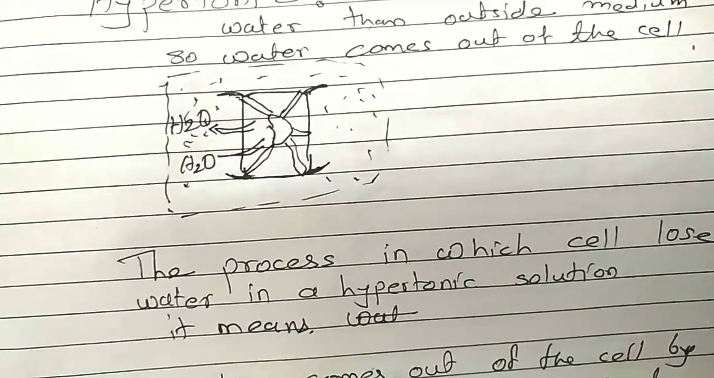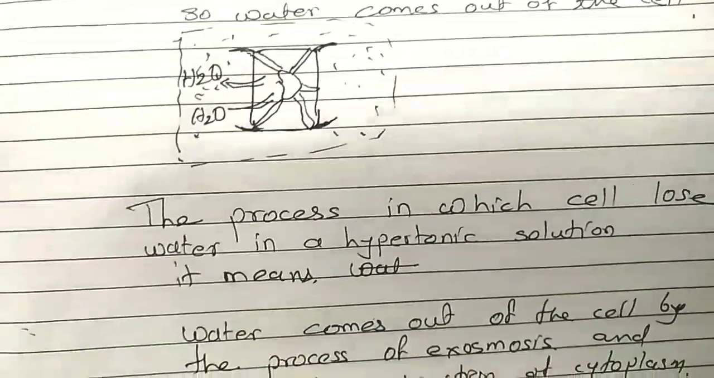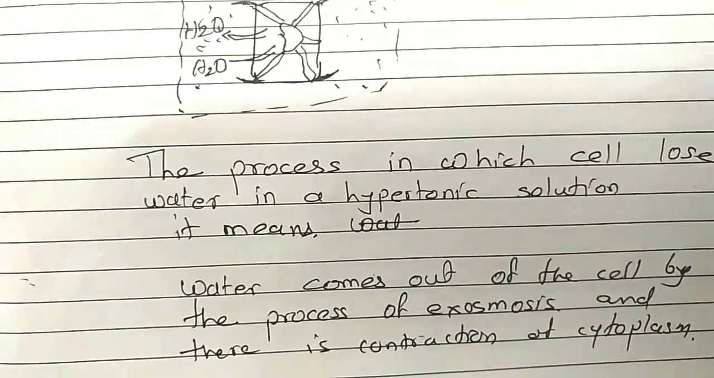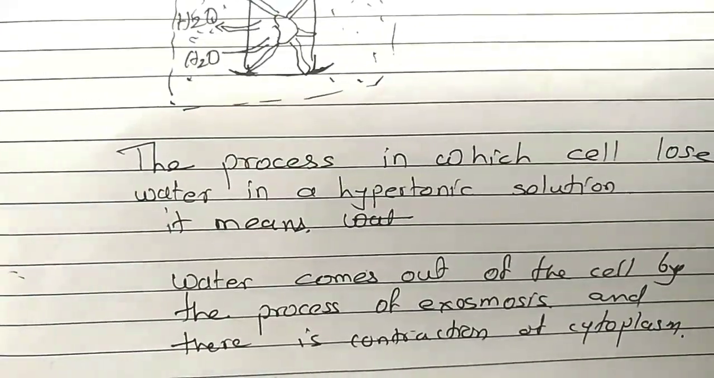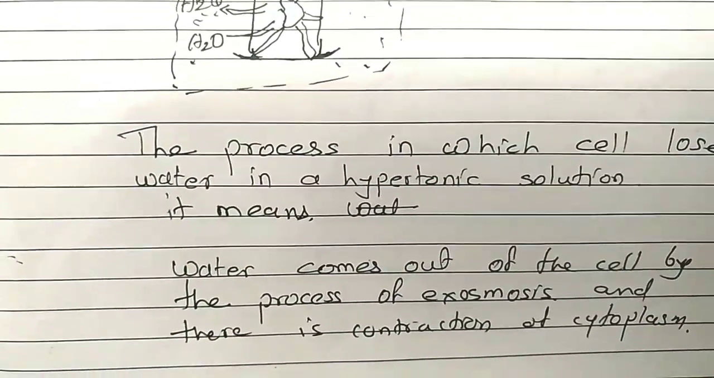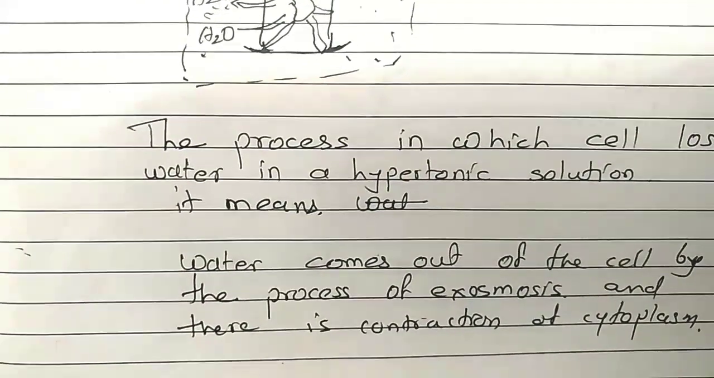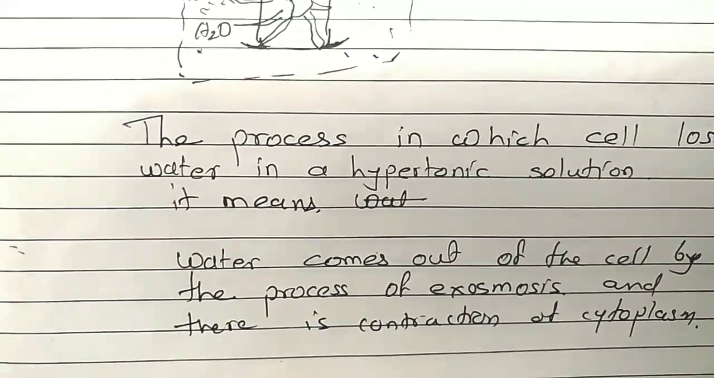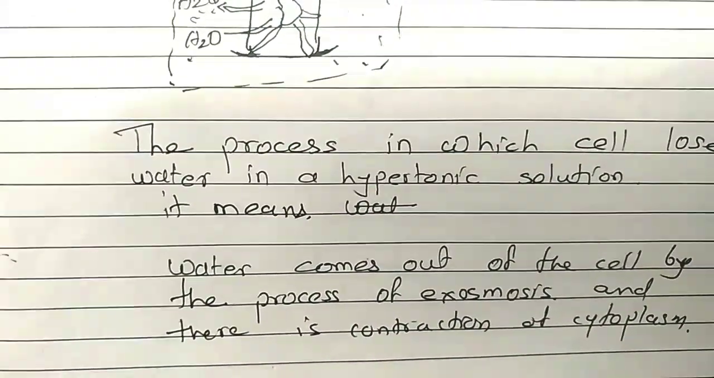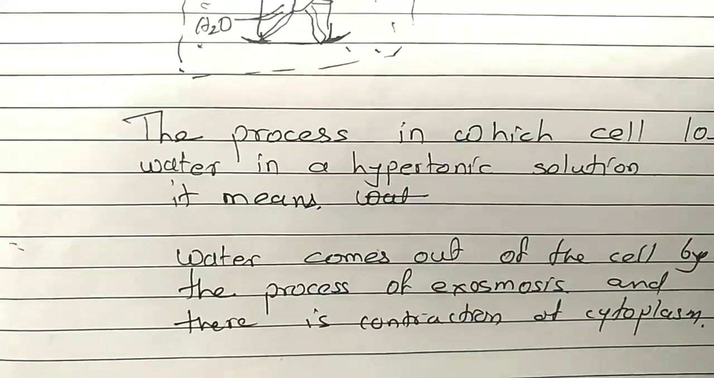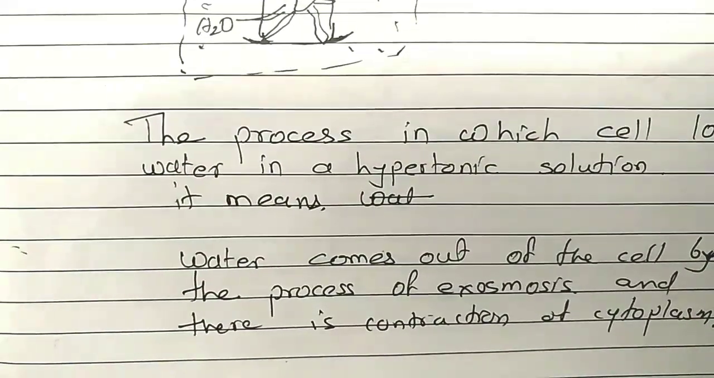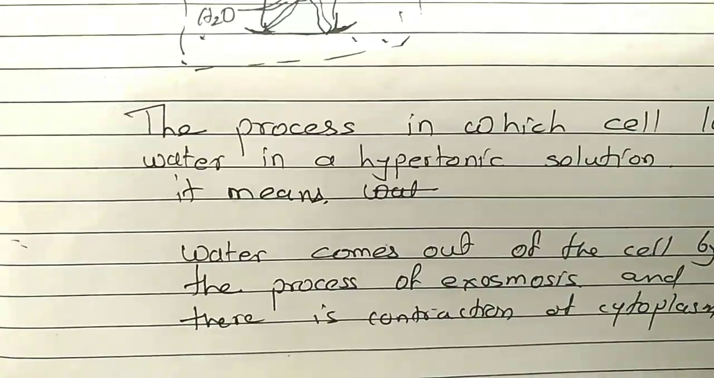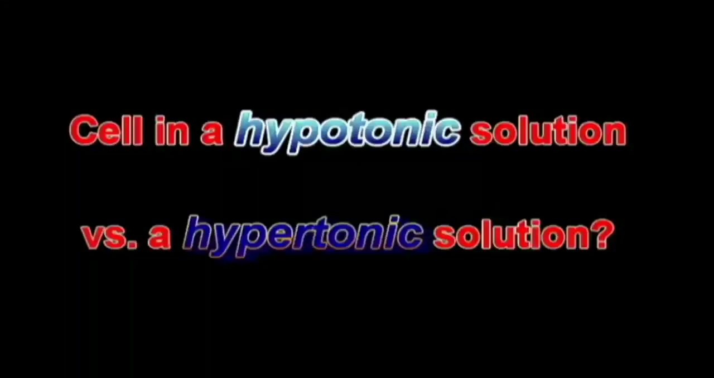Now this process in which the cell loses water in a hypertonic solution is called plasmolysis. In other words, we can say that water comes out of the cell by the process of exosmosis, means the water coming out of the cell is called exosmosis. And when this water comes out of the cell, there is a contraction of cytoplasm. This process is called plasmolysis. What is it? It is plasmolysis.